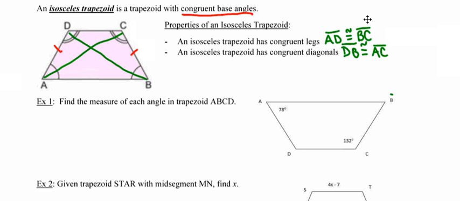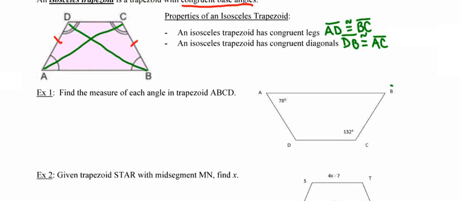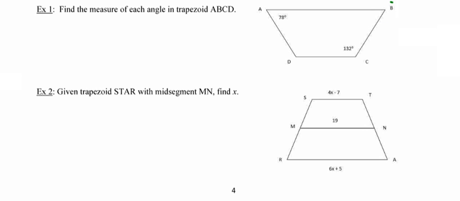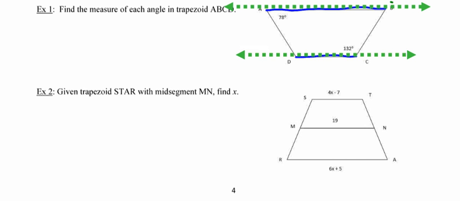All right, so let's go ahead and take a look at some examples where we can put our newfound knowledge to work. In this first problem, they're giving us this trapezoid and asking us to find the measure of each angle. Well, our parallel bases are AB and CD, and we're going to use our knowledge of parallel lines to set up and solve and find the measures of these other two angles.